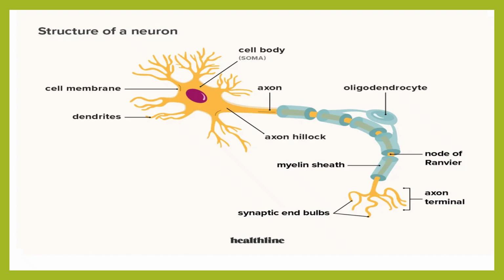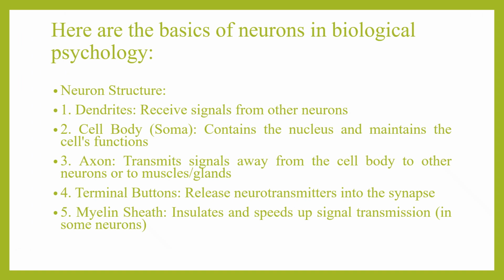And let's see the structure of a neuron, which consists of a cell body and cell membrane, dendrites, axons, oligodendrocytes, axon hillock, myelin sheath, node of Ranvier, axon terminal, and synaptic bulb. Let's see them in elaboration one by one.